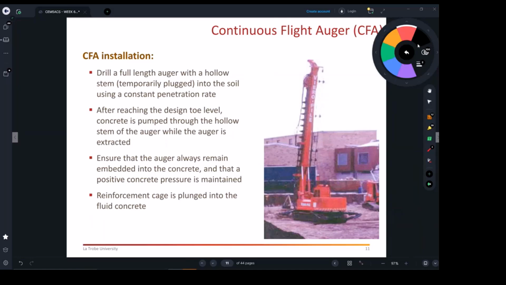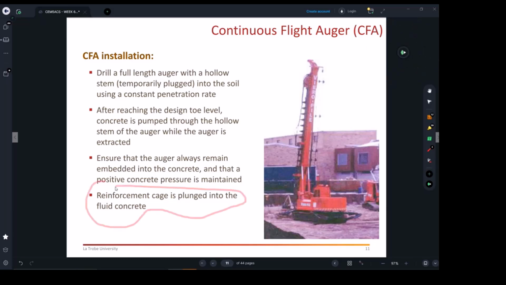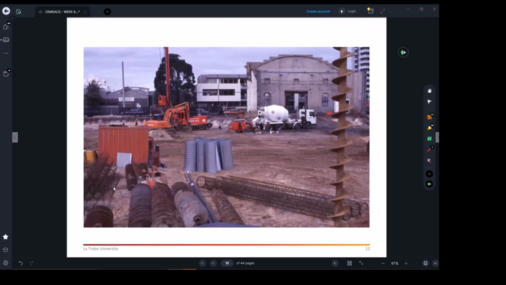People asked me a very good question last week. The last point we have here was how or when we're going to place the reinforcement. We're just simply going to get it pushed. If I have the chance today, I'll show you a quick video of how they place the reinforcement. They pour the concrete up to the top, and then they take the machine away. Then they just push down the cage. We will see some pictures. Maybe the machine is just digging and pouring the concrete.